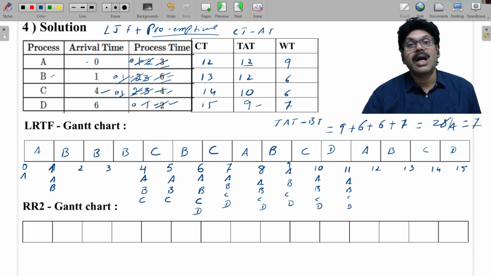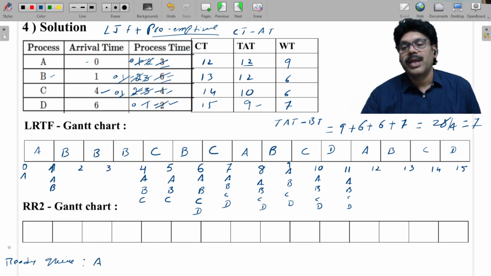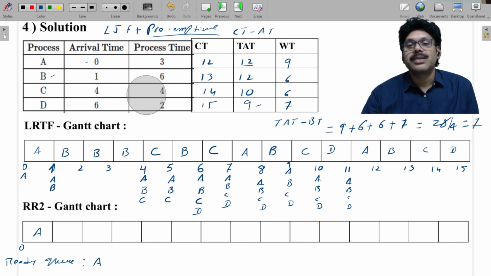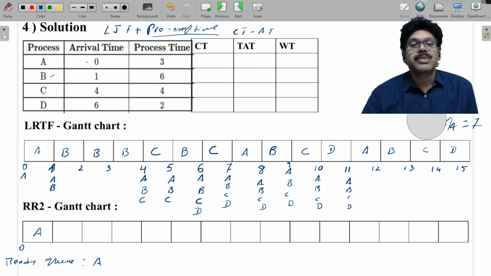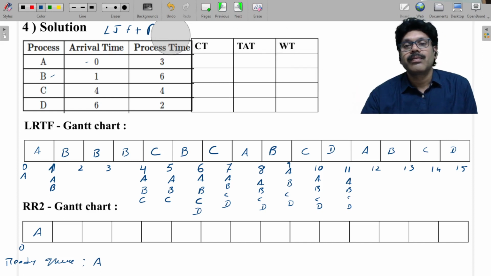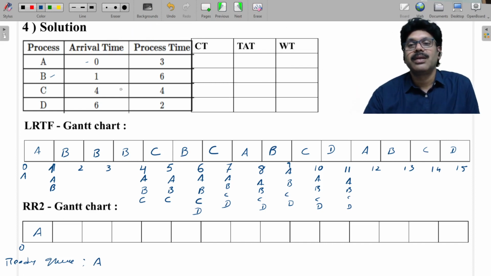Okay, now let us see RR2. RR2 means round robin 2. So you need to concentrate on the ready queue. Whenever you talk about round robin, you need to take a ready queue. At 0, who has come? A has come. RR2 means the round robin time slice is 2 units. That is the meaning.